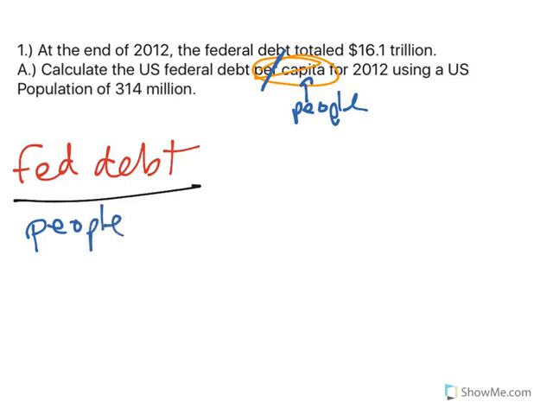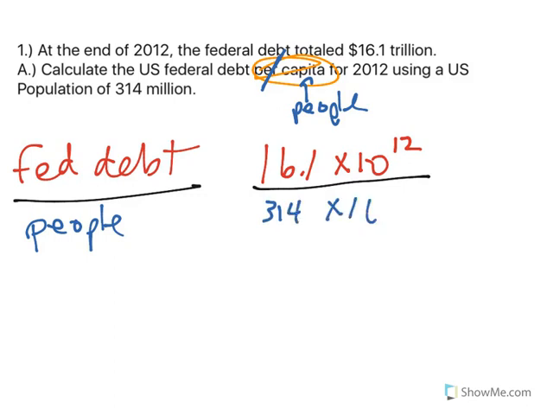So federal debt is 16.1 trillion. Well, 16.1 trillion means times 10 to the 12th. I know that's not scientific notation, but I'm just going to go with the numbers they give us. Now, the population is 314 million. Million means 10 to the 6th. And we could change these numbers to scientific notation, but it's not crucial to the mathematics behind this problem.